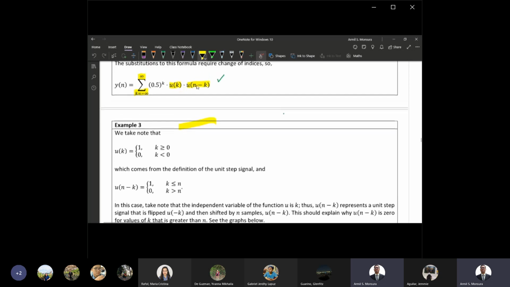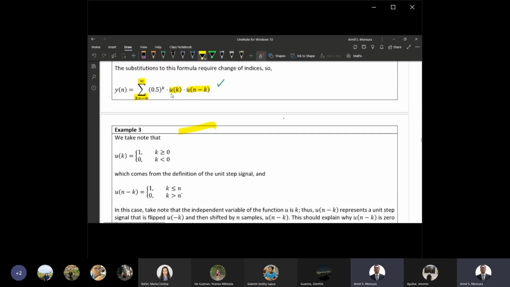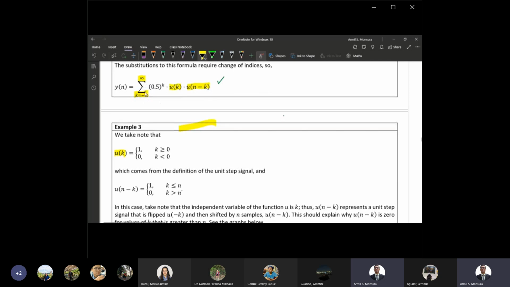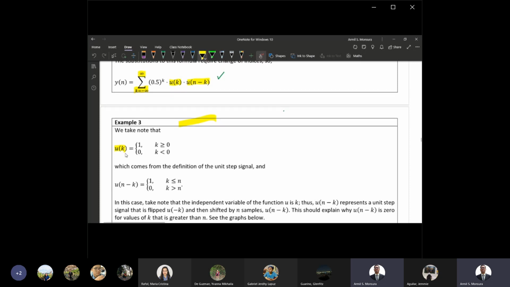Okay, so paano nito papalitan yung mga limits? Okay? So we take note that u of k, since ang limits ng summation natin dito is from negative infinity up to positive infinity. Okay? So we'll have u of k here from negative infinity up to positive infinity. But take note that the step signal u of k is defined as 1 for positive k and 0 for 0 and positive k, and 0 siya for negative k.